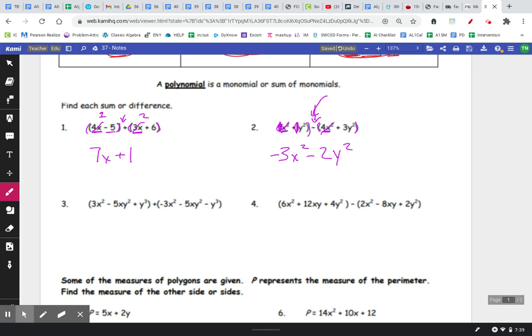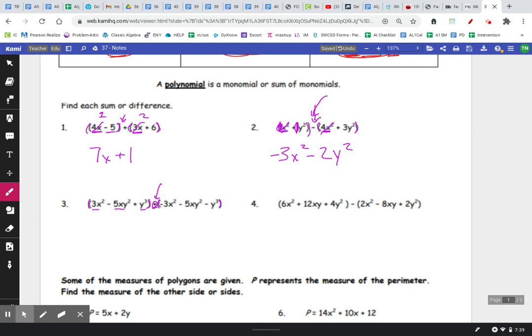Okay, so now we're not looking at binomials. We're here on example number 3. We're looking at trinomials. I say trinomial because look how many terms. Term 1, term 2, term 3. Okay, what is it doing? It's asking us to add them. It's saying, hey, take this piece and add it to this piece. When I say piece, I'm talking about these polynomials, specifically trinomials.